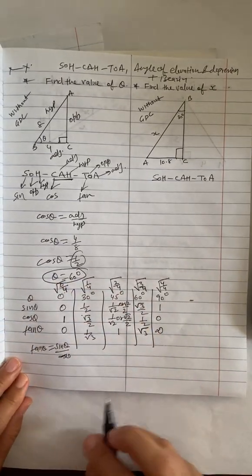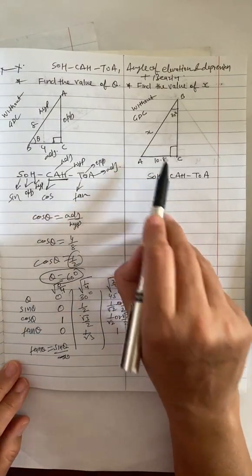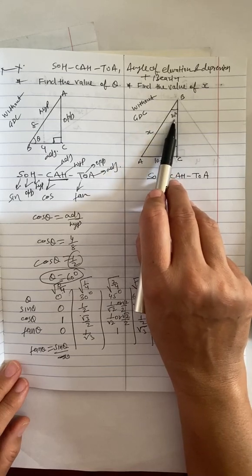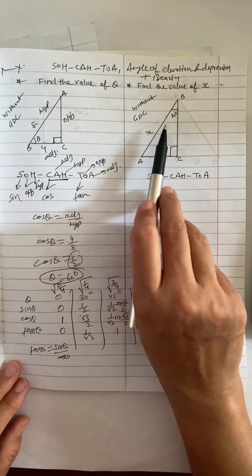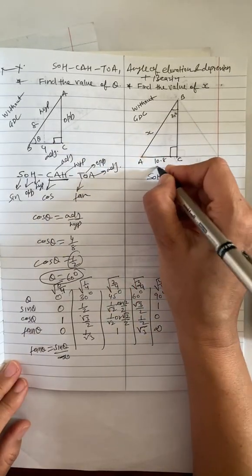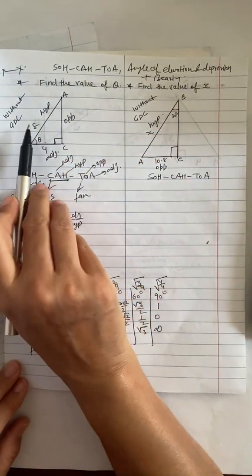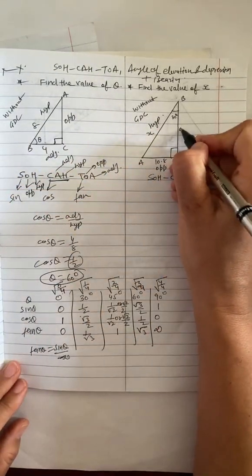Now the next value is in the next question. In the next question you have to find x, and this side is given and this angle is given. So if this is the angle which is given, which we have to use, we have to label the sides according to this angle. So if this is the angle, this becomes opposite. This is hypotenuse. Hypotenuse is always the largest side and is opposite to the right angle, and this is adjacent.